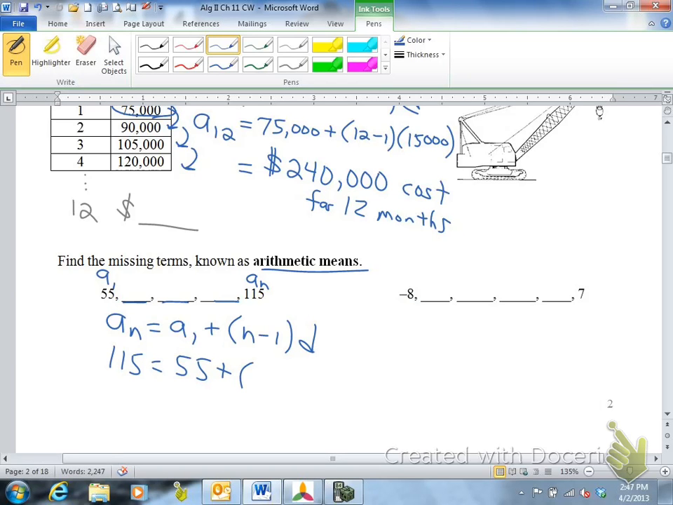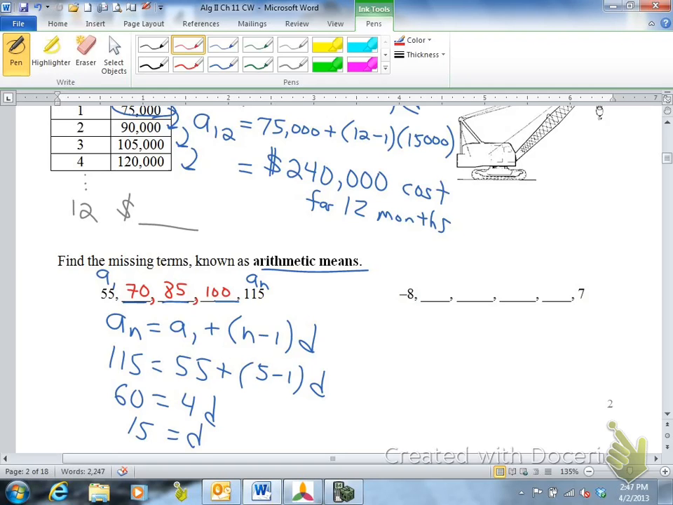N is the number of terms, and you can tell you have 1, 2, 3, 4, 5 terms. You have a first, a last, and 3 missing terms. So 5 minus 1. And d is what you're solving for. So subtracting 55, you get 60 equals 4d. So d is 15. But that's not the answer. Then you have to go back and figure out what the missing terms are. Adding 15, you'd have 70, 85, and 100. So those are your missing terms.